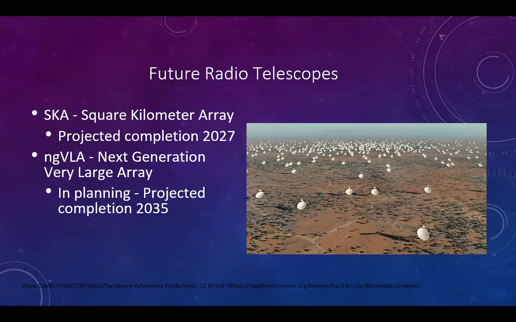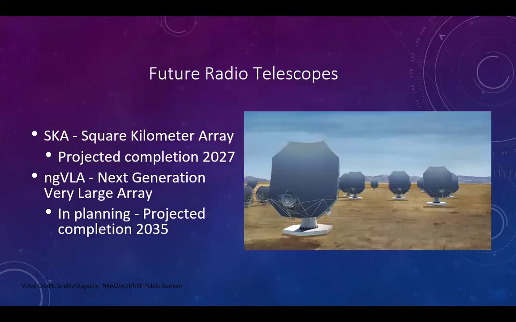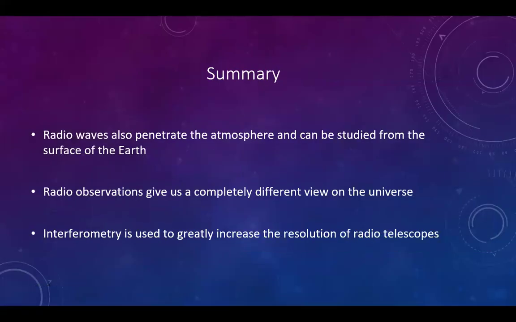So here are some future radio telescopes. The Square Kilometre Array is projected to be completed in 2027. There's also the Next Generation Very Large Array, which is in planning and projected to be completed sometime in 2035. Astronomy projects, telescope projects, are planned decades in advance, especially space telescopes. So radio waves also penetrate the atmosphere. They can be studied from the surface of the Earth, and radio observations give us a completely different view on the universe. And interferometry is used to greatly increase the resolution of radio telescopes.